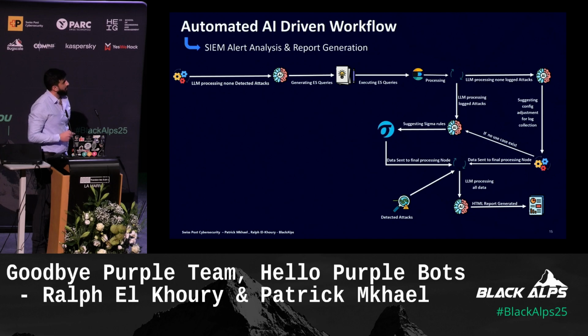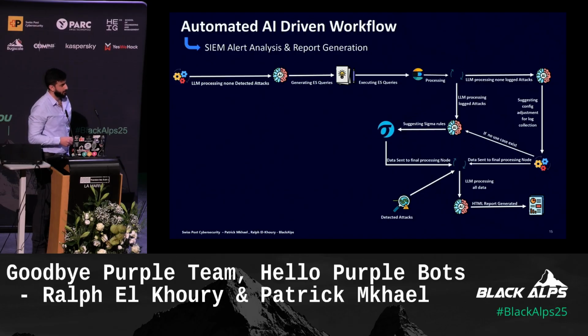Now, this LLM node has all the techniques or the attacks that were not detected. But here we have to check if the logs exist in the SIEM, but a use case does not exist for them. So the AI, based on the executed technique, will generate an Elasticsearch query and search in the SIEM to know if this executed attack is logged or not. If the executed attack already has logs in the SIEM but no use case, it will suggest a Sigma rule based on the attack that was not detected.